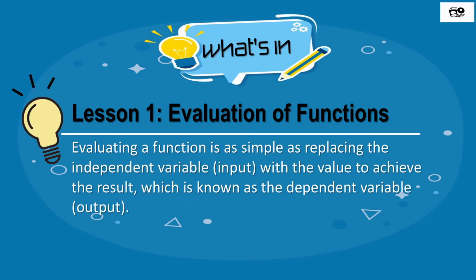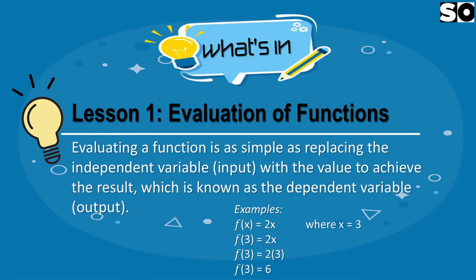Evaluating a function is as simple as replacing the independent variable, the input, with a value to achieve the result, which is known as the dependent variable or the output. Example, f of x equals 2x, where x equals 3. Papalitan lang natin ang value ng x na 3. f of 3 equals 2 times x, then replace x with 3. So 2 times 3 equals 6.